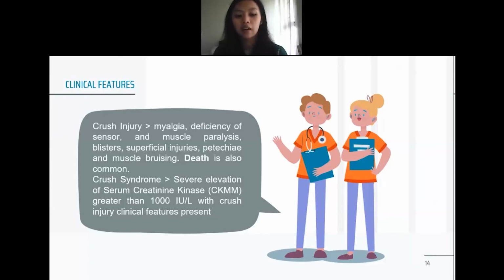And in cases of patients that are being delivered to be rescued, it is also common to show symptoms such as nausea, vomiting, agitation, and delirium. And in a crush syndrome patient, it usually shows signs of severe elevation of serum creatine kinase with the crush injury clinical features present in the patient.